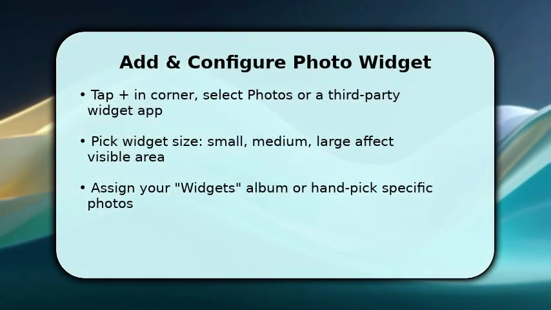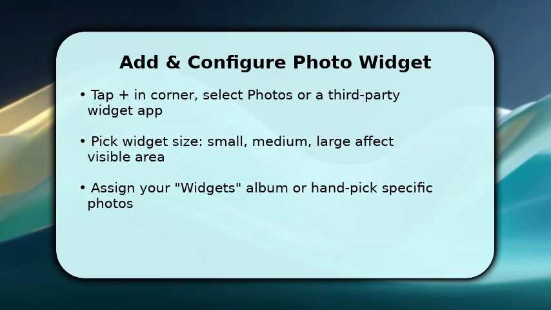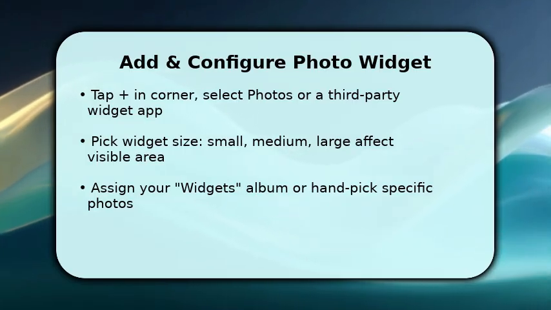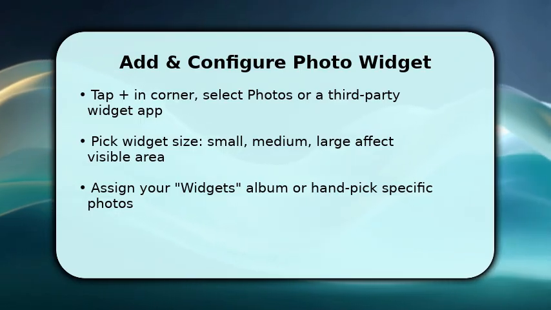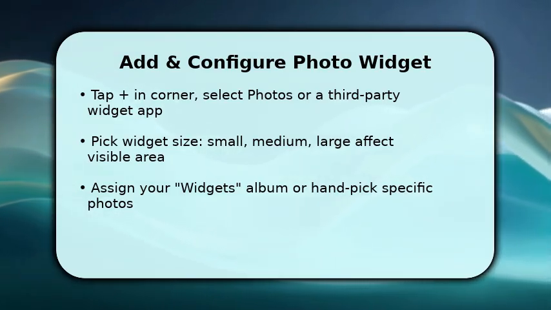Now add the widget itself. Tap the plus at the top left in jiggle mode and choose the Photos widget or a third-party app for more control. Pick a size. Small shows one image, medium cycles more, large gives a collage.